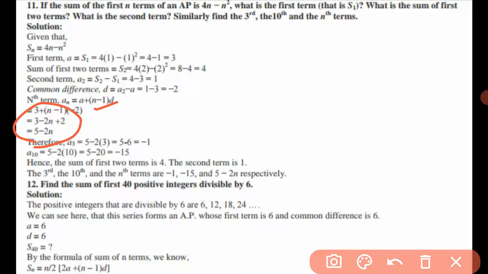Therefore we have to find a3. So a3 will be equal to 5 minus 2 into 3, equals 5 minus 6, that is equal to minus 1. And a10 will be equal to 5 minus 2 into 10, equals 5 minus 20, that is minus 15. Hence we can say that the third, 10th and nth term will be minus 1, minus 15, 5 minus 2n respectively.